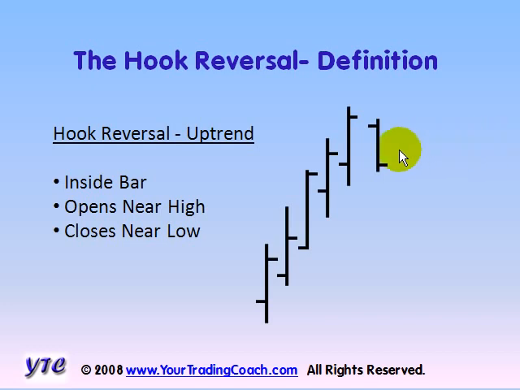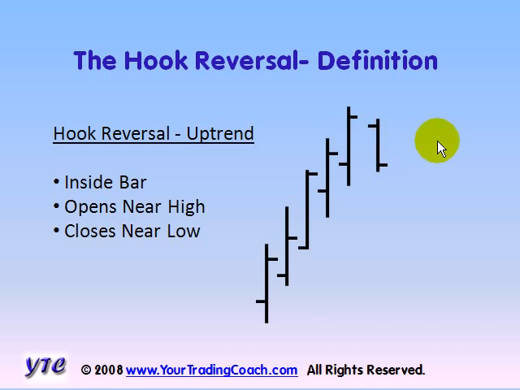The hook reversal then forms here, and you'll recognise it via the criteria listed on the left of the screen. Firstly, it forms an inside bar. That means that the high of the hook reversal at this point here is lower than the previous high here, and the low of the hook reversal price bar at this point here is above the previous low at this point here. In other words, the whole range of the hook reversal bar from low to high fits within the range of the previous price bar from its low to its high.